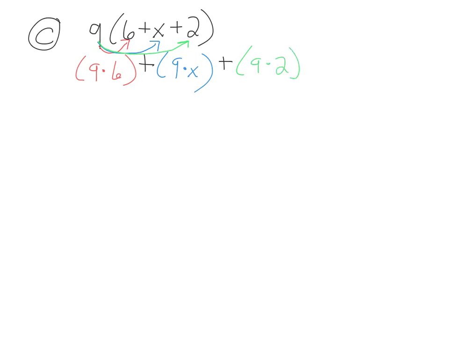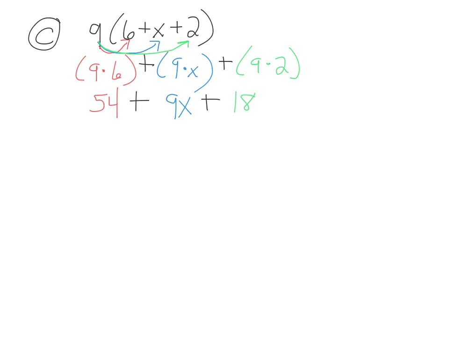And then 9 times 6 is 54, and 9 times x can only go down as far as 9x because we don't know what x stands for, and 9 times 2 is 18, and we would add, again, all those things together. But this time you will notice that we can bring some more things together because we do have 2 constants. We have 54 and 18.